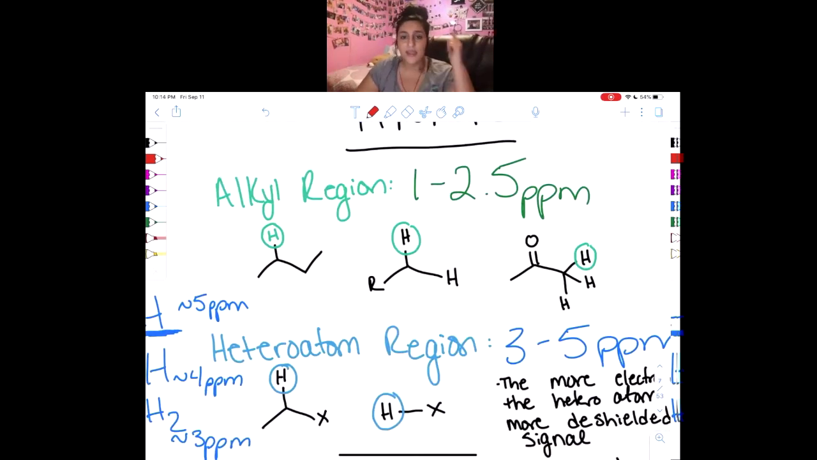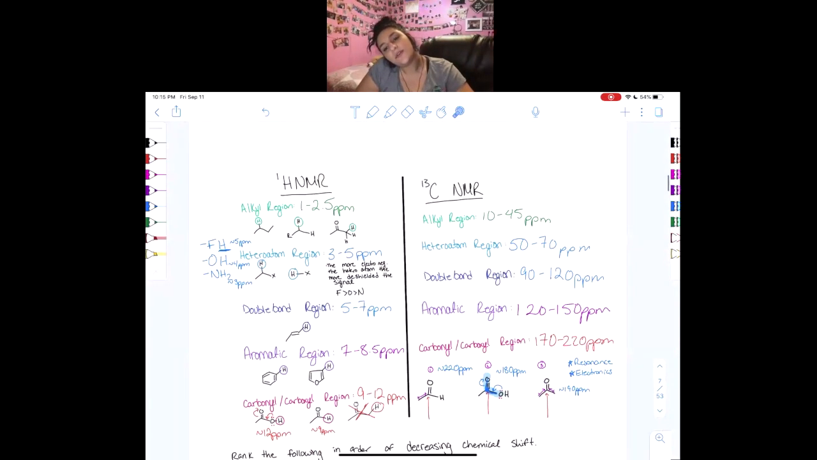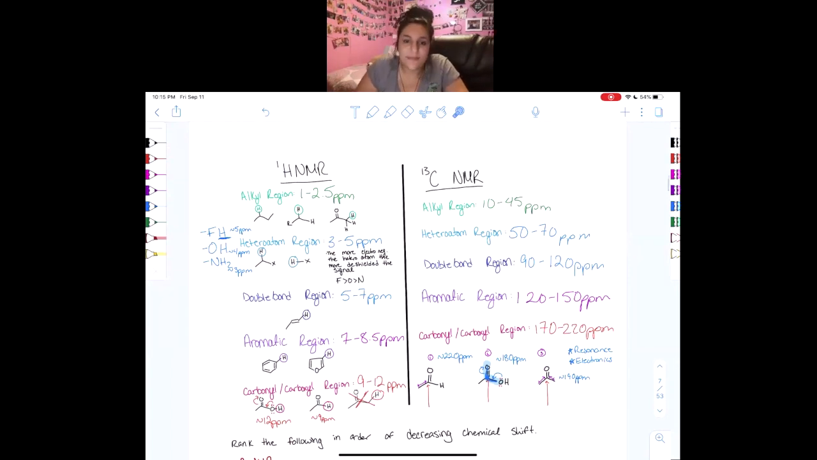And the reason is, in order to be in the alkyl region, the hydrogen must be attached to a carbon that is only attached to other carbons and hydrogens. If you look here, this hydrogen is only attached to a carbon that is attached to carbons and hydrogens. That's about it for the actual regions. So write them down, understand these concepts, and memorize the NMR.